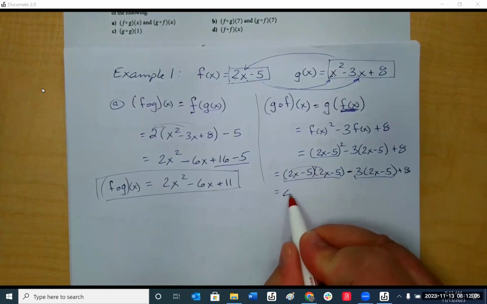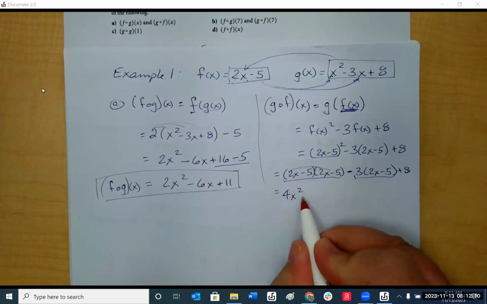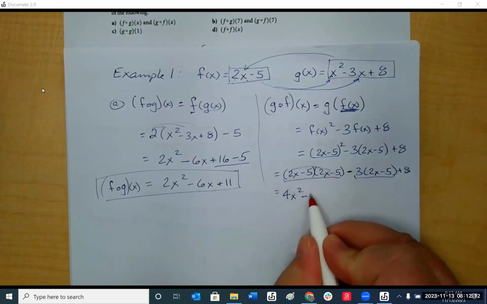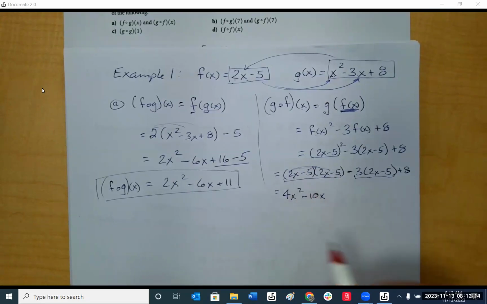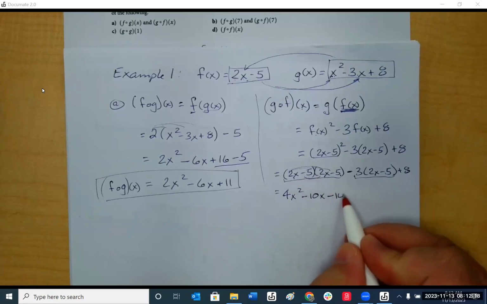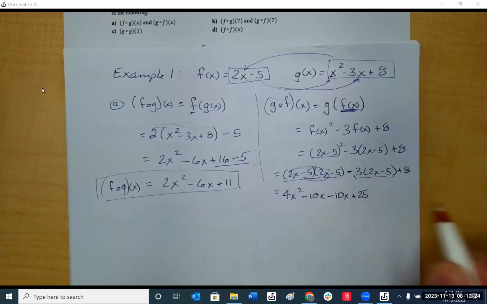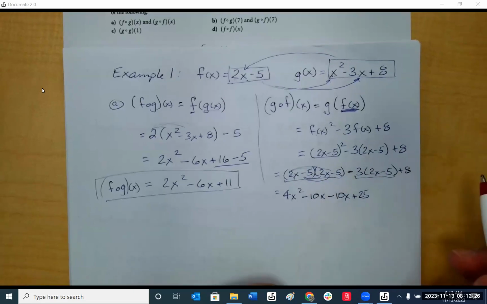2x times 2x is 4x squared. Positive and negative is negative. 2 times 5 is 10x. Negative and positive is negative. 5 times 2 is 10x. Negative and negative is a positive. 5 times 5 is 25. That takes care of that.